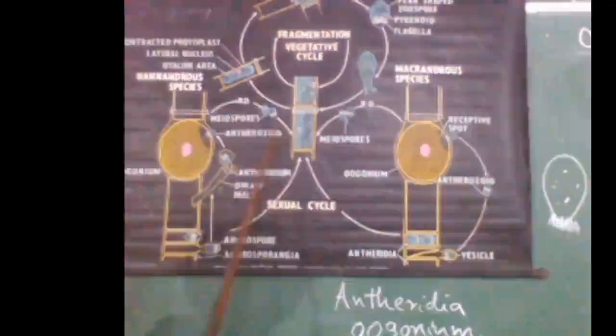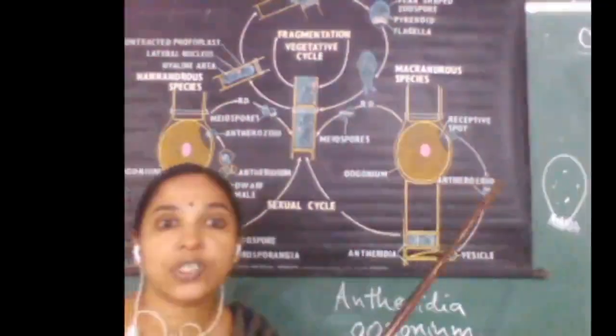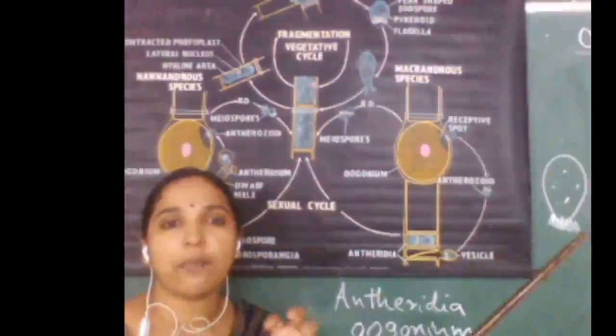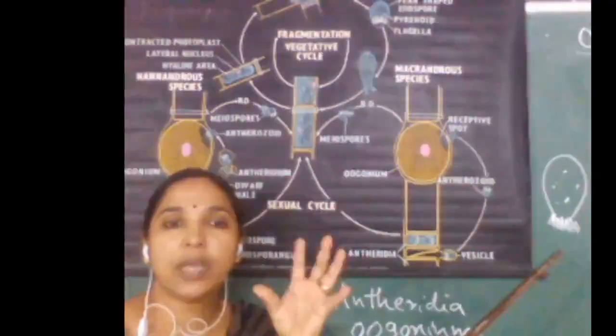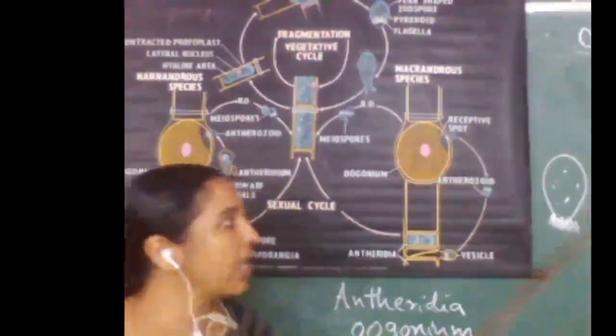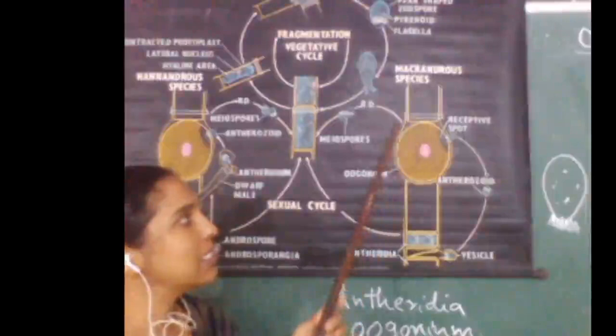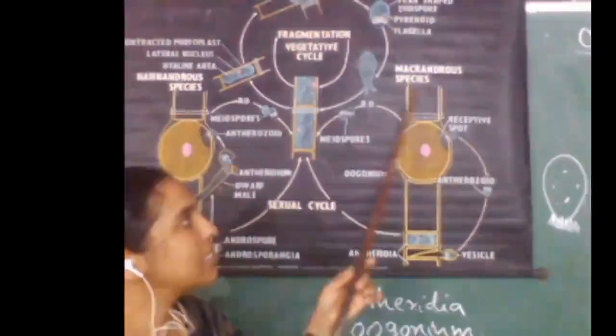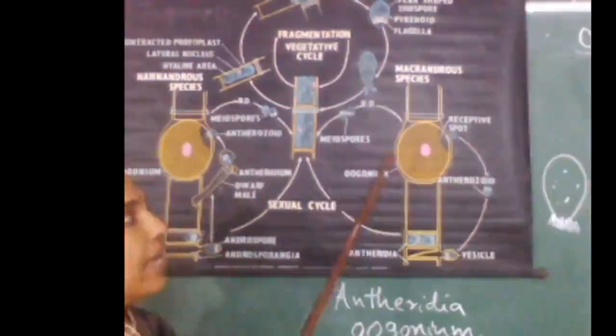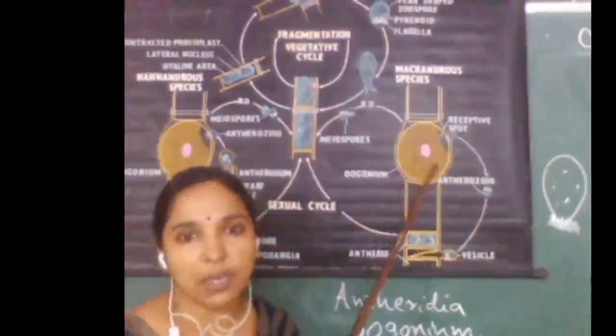In the last class we studied the vegetative filament. At its center there is a spherical structure, that is the oogonium. In this diagram you can see this is the oogonium, and these are the other cells. Clear? And how does this sexual reproduction take place?